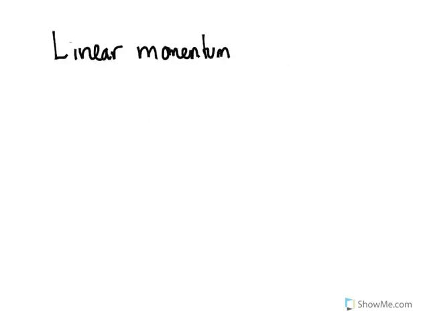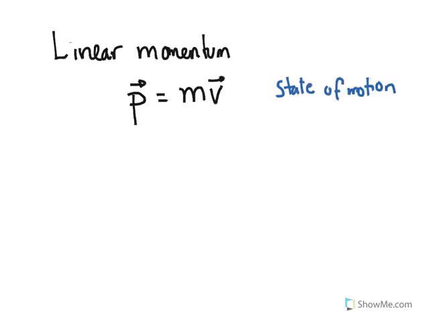Now we talk about another physical quantity, which is linear momentum. Linear momentum, for instance, is going to be the relationship between mass and velocity. This is what is actually the state of motion. It is going to be the relationship between the mass, which is the inertial property, and how the velocity, or how this mass is moving, the velocity.